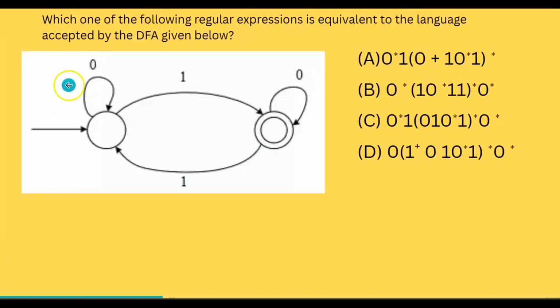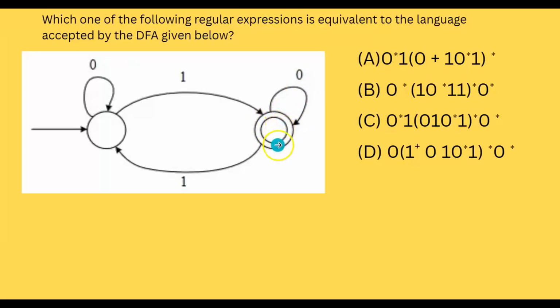Next question is, which one of the following regular expressions is equivalent to the language accepted by the DFA given below? You observe this state diagram. This state represents 0 or more occurrences of zeros, and on finding a 1, it goes to this state. That is, on finding a 1, it comes here, and again it can have 0 or more occurrences of 0, or this is the final state, isn't it?